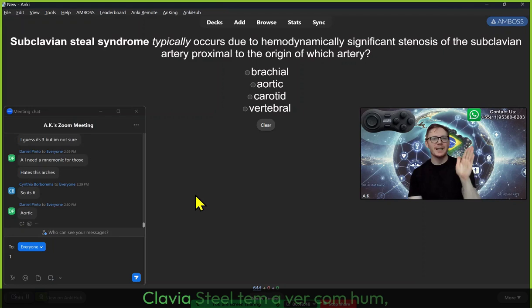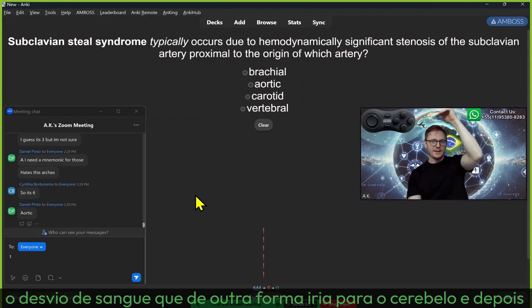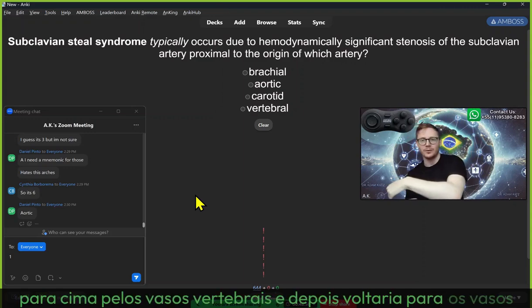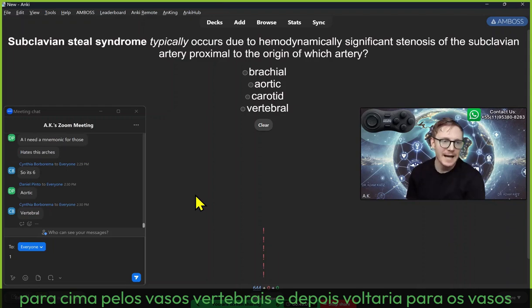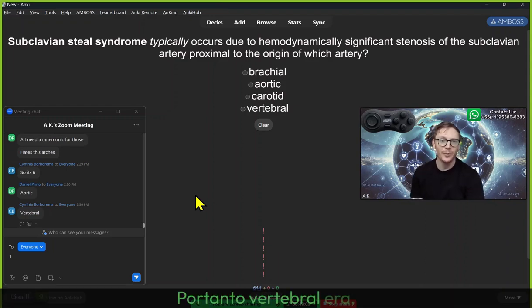Yeah, so subclavian steal has to do with the diversion of blood that would otherwise go to the cerebellum and is then going back down the vertebral vessels, and it causes you to have ataxia and cerebellar type symptoms.